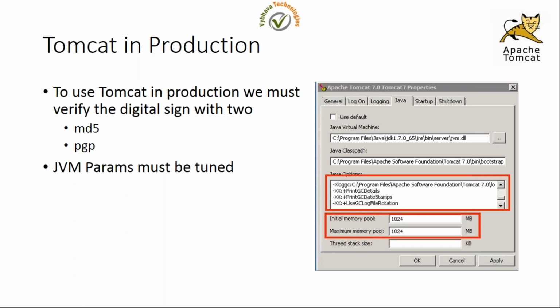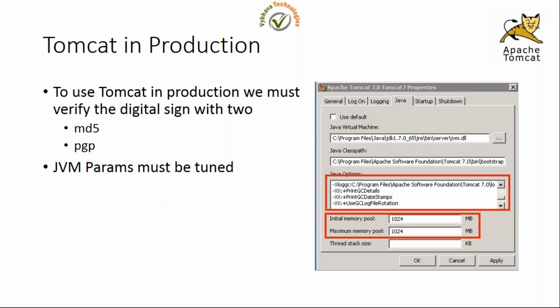For that we have the message digest, and there are different methods to validate it. You can use the SHA algorithm or PGP, Pretty Good Privacy. The early versions, Tomcat 7, used MD5 and SHA. Now Tomcat 8 and 9 use PGP and SHA 512. We'll see what those algorithms are, how we can validate, and what commands we can use.